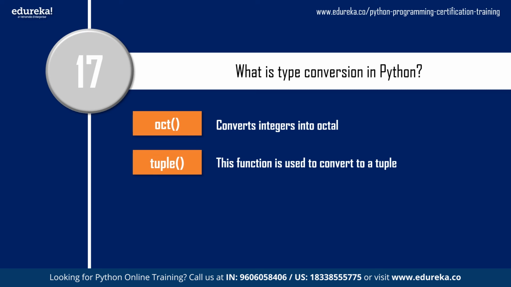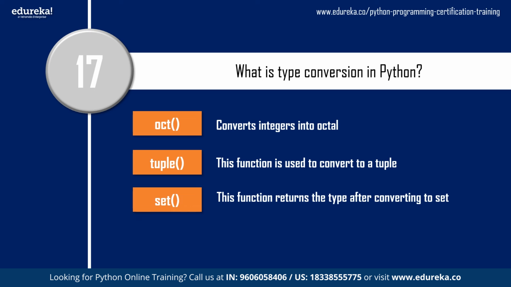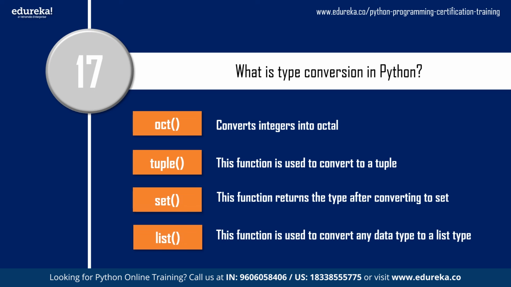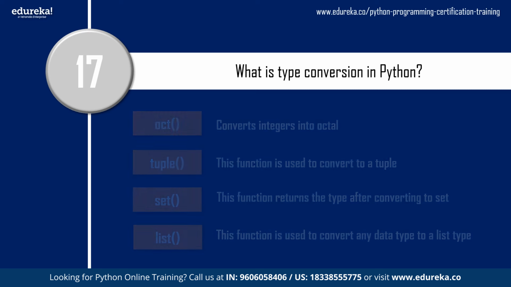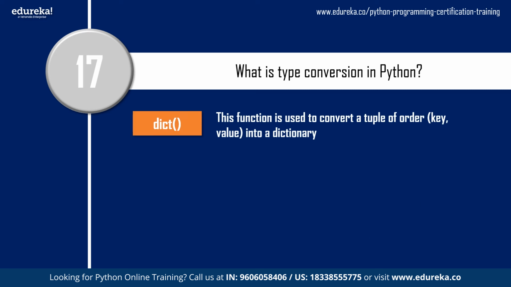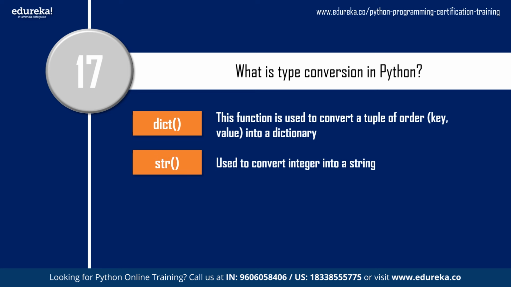Tuple, this function is used to convert to a tuple. Set, this function returns the type after converting to set. List, this function is used to convert any data type to a list type. Dict, this function is used to convert a tuple of key-value order into a dictionary. Str is used to convert an integer into a string.